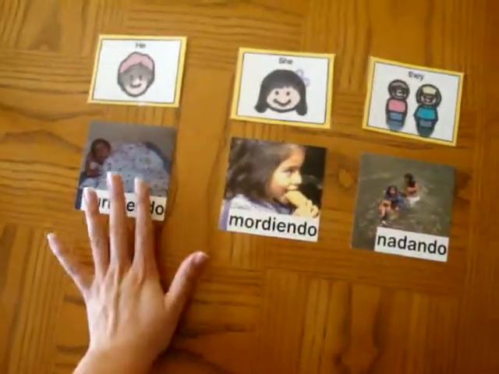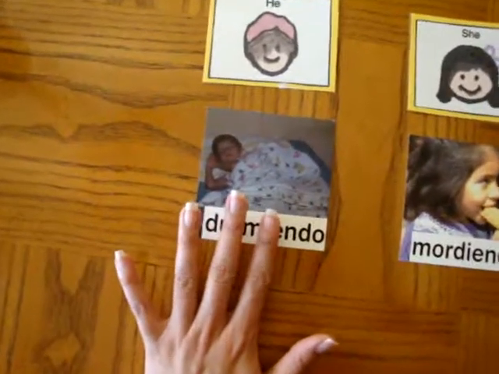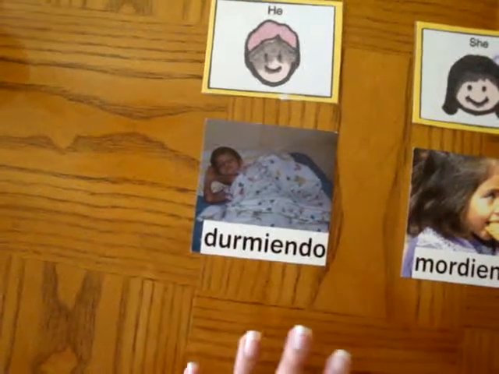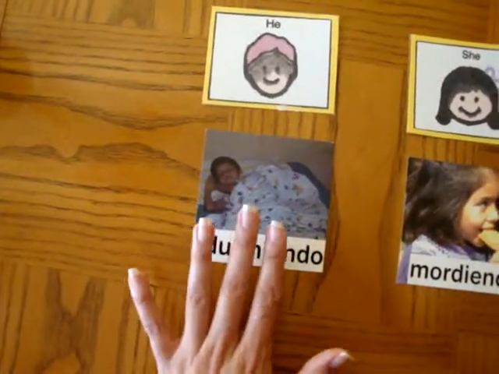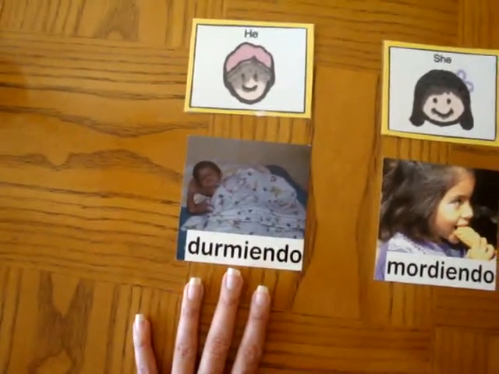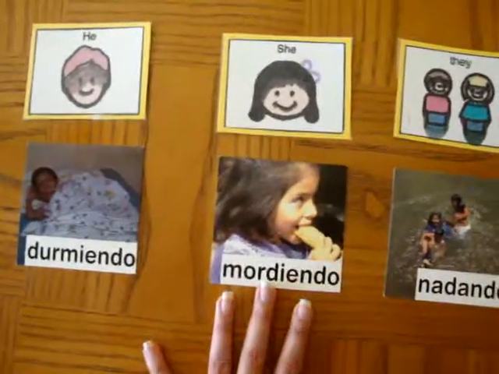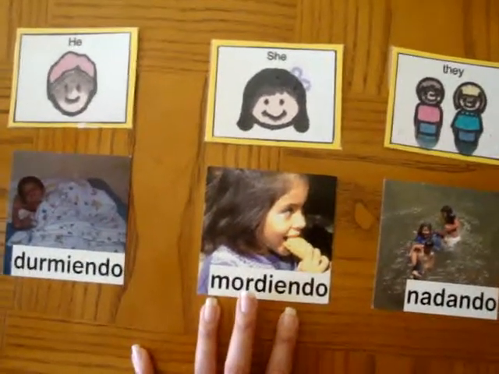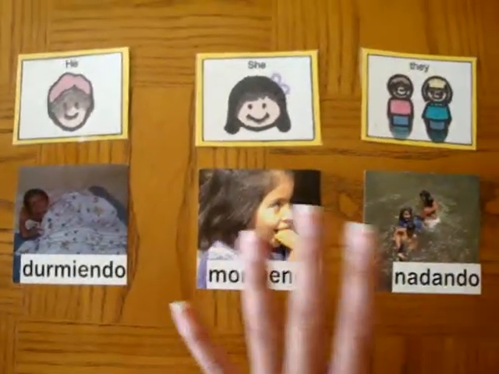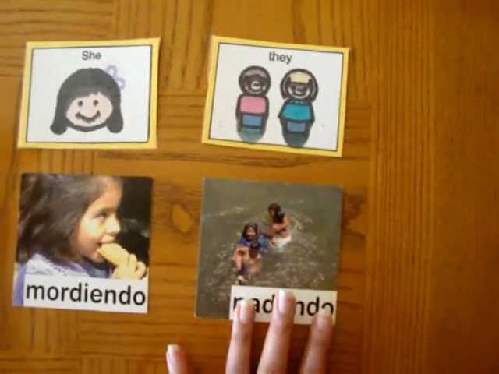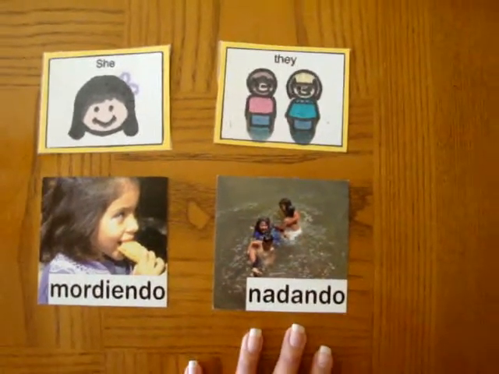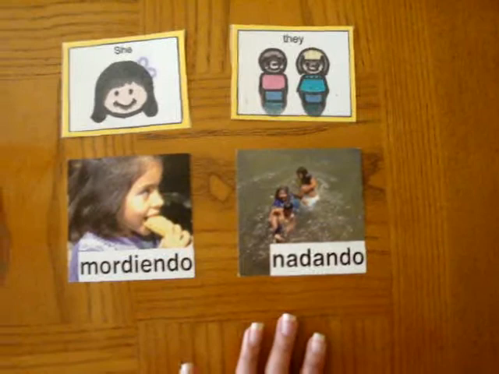So I would say, okay, this is a he. What is he doing in the picture? And then the student would say, sleeping. Okay, he is sleeping. I would have them repeat the sentence, he is sleeping. Use their expressive language. Next one, what is she doing? Then they'd say eating. Okay, she is eating. Then to the next one, they. What are they doing? Then they would say swimming. Okay, they are swimming.